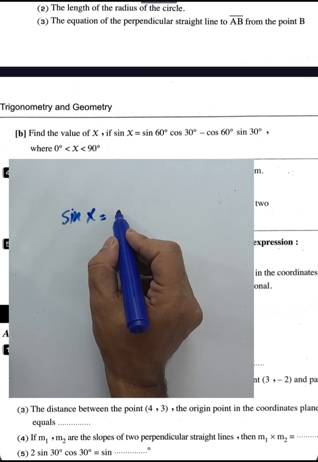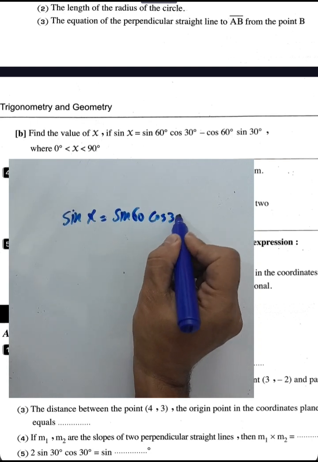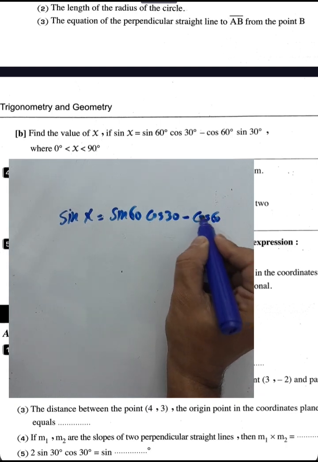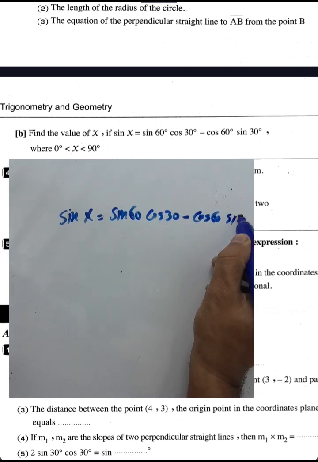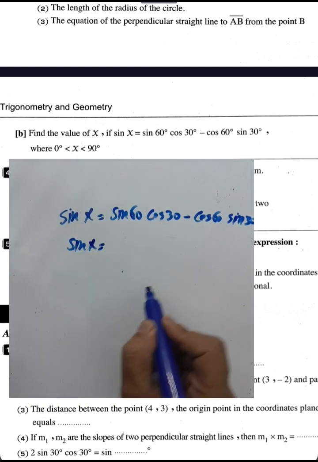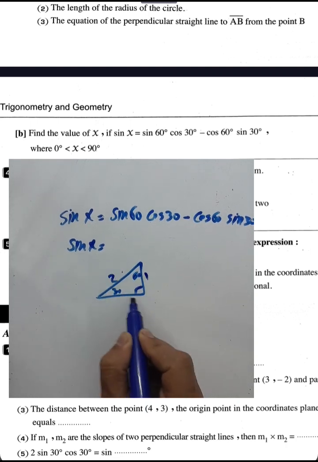Sine x equals sine 60, cosine 30, subtract cosine 60, sine 30. We have the 30-60 triangle with sides 1, 2 and root 3.